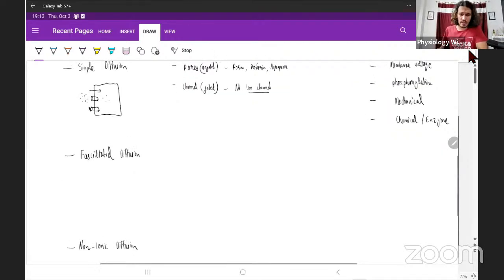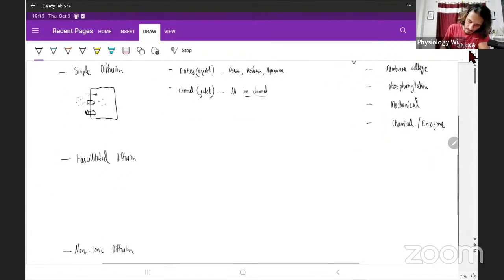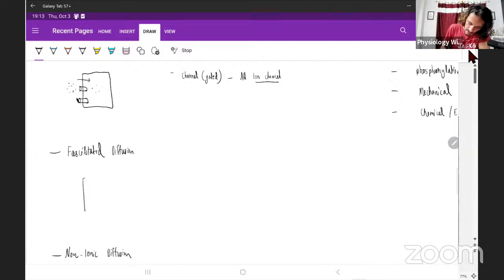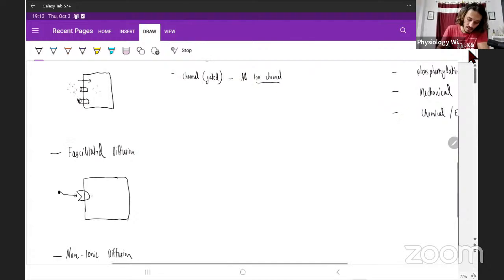Facilitated diffusion, on the other hand: if you were to look at a membrane, there's going to be a carrier protein. This is going to come and bind to the carrier protein, upon which there is going to be a conformational change. And it'll put things in. This is still going to be down your concentration gradient.